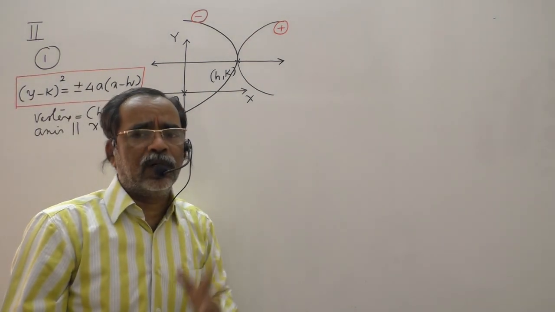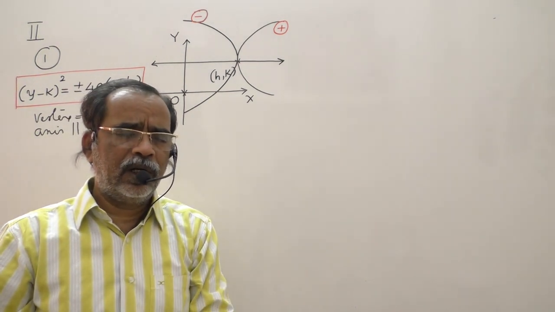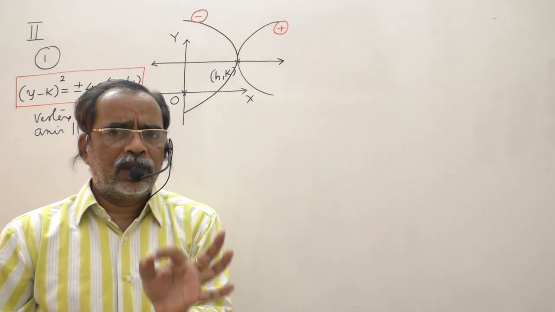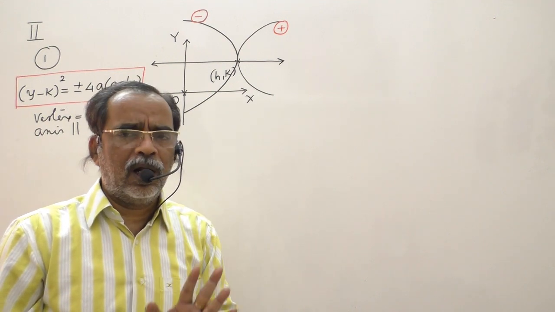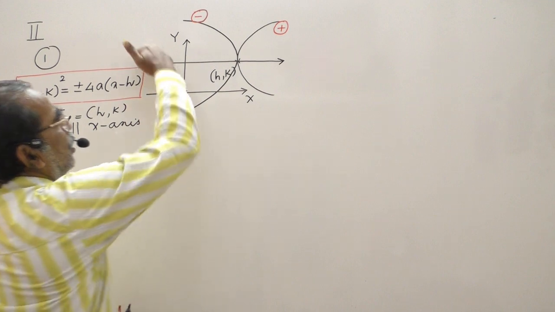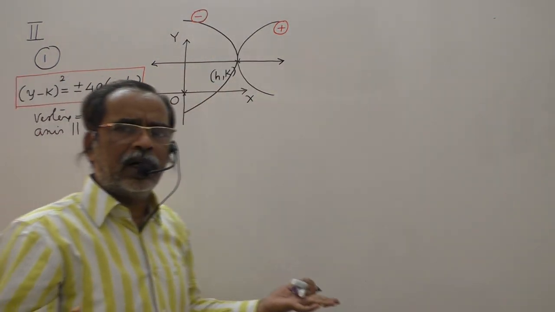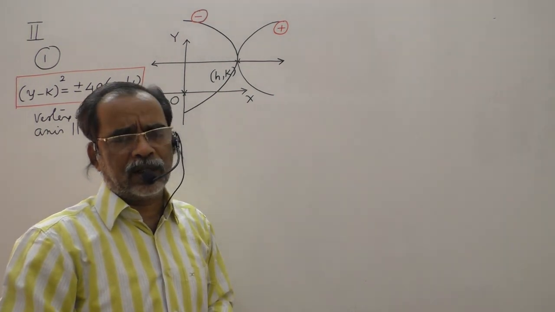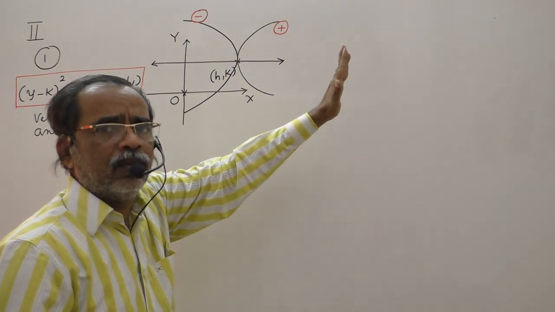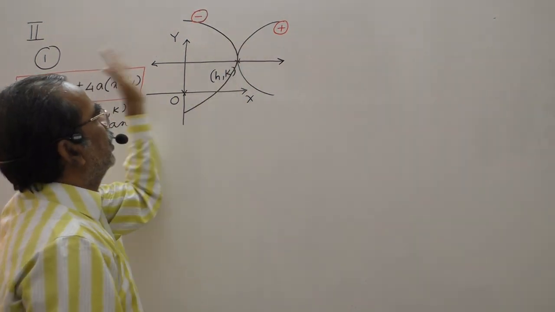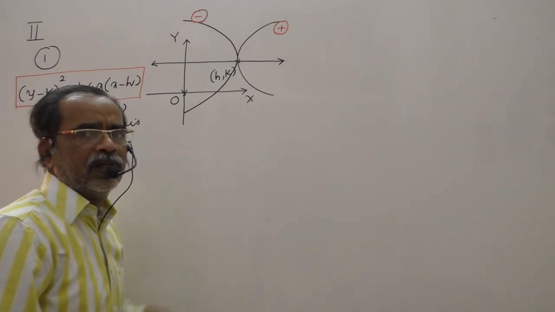And most important thing, for this second set, what is important? Vertex should be some other point h comma k. Axis should be parallel to x-axis. Parallel to x-axis means there will be infinite lines. It can be any line parallel to x-axis. If it is bending on the right side, positive in the equation. If it is bending on the left side, negative sign in the equation.